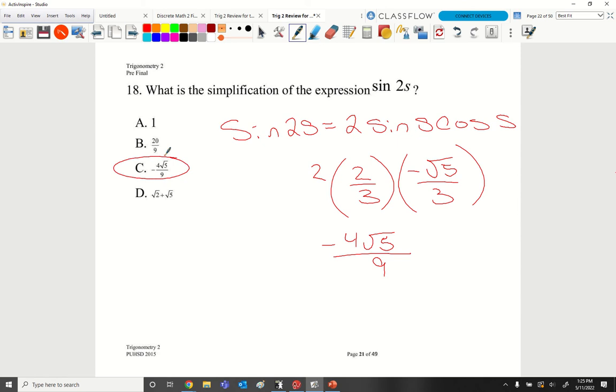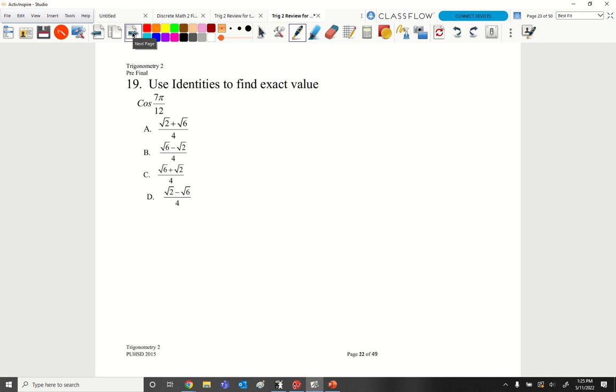All right. Moving on. Use identities to find the exact value. What could I do here? What if I want to make this the easiest test possible? Go on and plug it into the calculator. What do I have to look and be careful of? This one's in radian, isn't it? Why do I know it's in radian? There is a pi there.